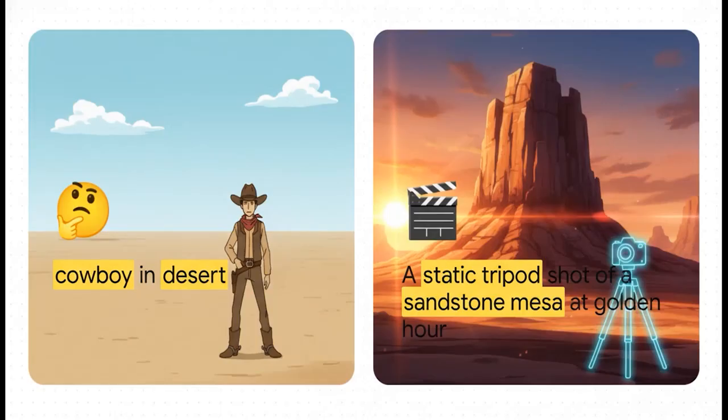And this comparison shows you exactly what I mean. On the left, cowboy and desert. Yeah, you'll get something, but it's going to look generic. On the right, though, you've specified the rig, a static tripod. That detail alone gives you a stable, intentional, and way more cinematic shot.